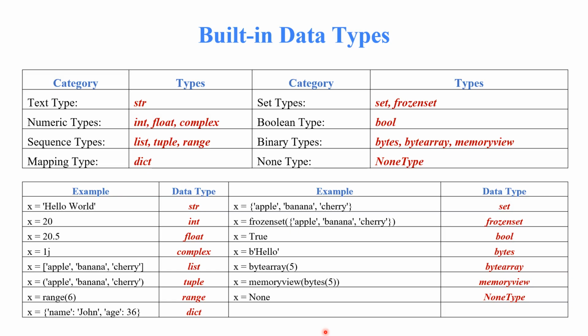When I say x is equal to 20, 20 is an integer value, a non-decimal value, so it is of type int. When I say x is equal to 20.5, it is a floating point value, that is, it has a decimal point, so it is of float data type. Now x is equal to 1j is a complex value with real and imaginary parts. So far we have talked about int, float and complex, which are numeric data types. Next we'll talk about sequence data types.